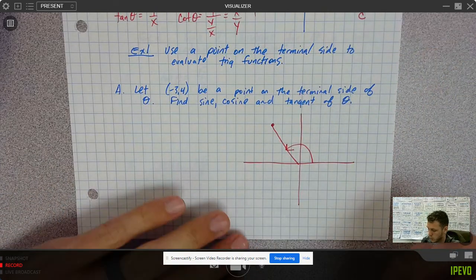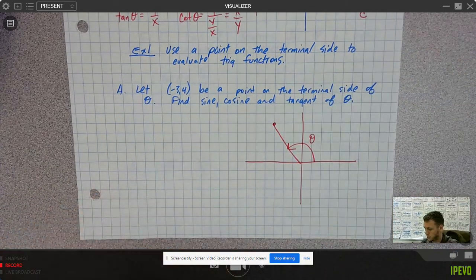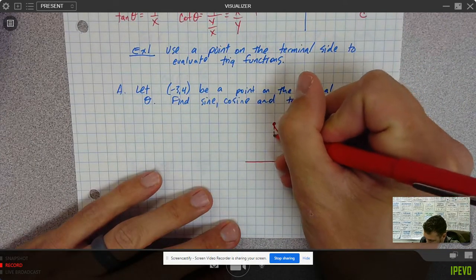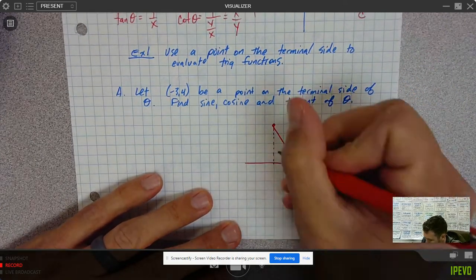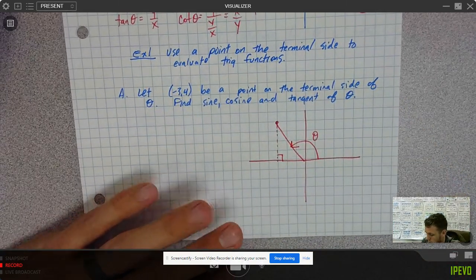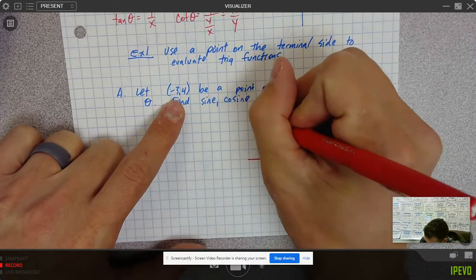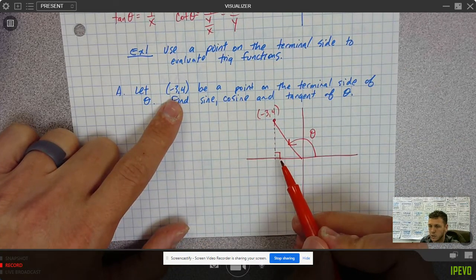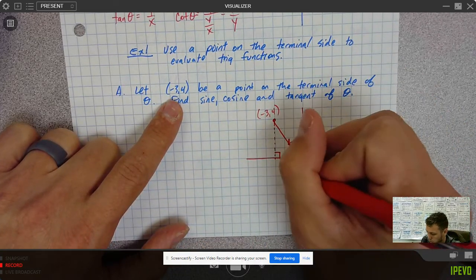Now, whenever I do this to get a visual, at least in these first couple, I'm going to go ahead and drop the altitude, get a perpendicular line, and label it (-3, 4). Now, obviously, when we talk about distance, we can't have a negative, but we're going to go ahead and use those negatives and positives because we are talking about points in a coordinate plane.